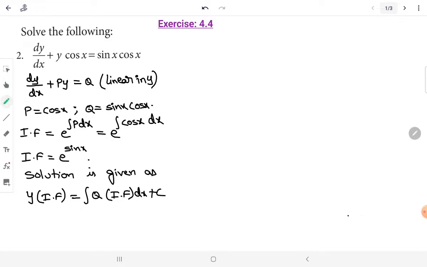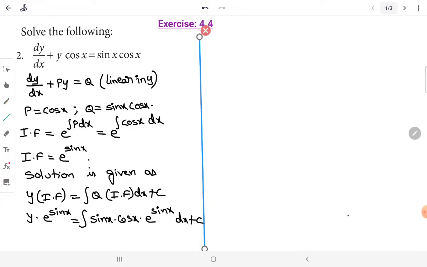So let's write down the integrating factor now. Y into integrating factor, which is e power sin x, is equal to integral of q. Q means sin x into cos x into integrating factor. Integrating factor is e power sin x dx plus c. Okay. So now from this, as you see here, integral of sin x, cos x and e power sin x.